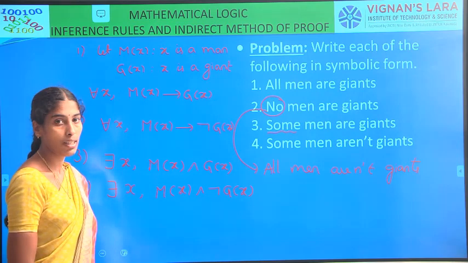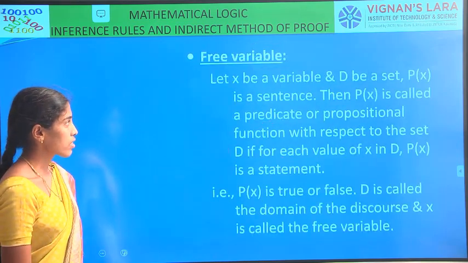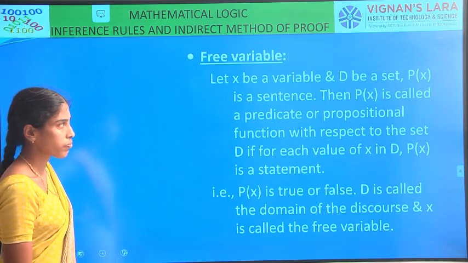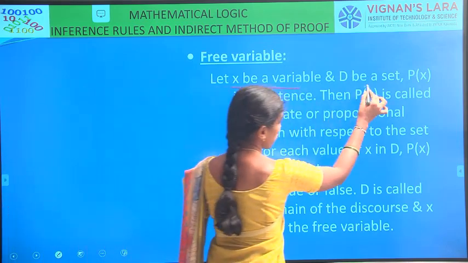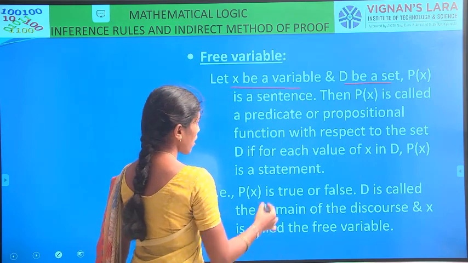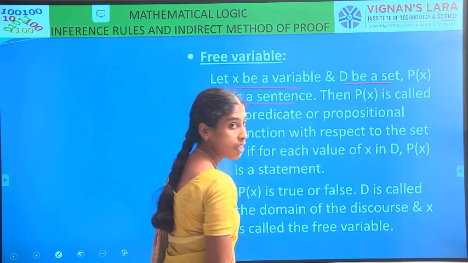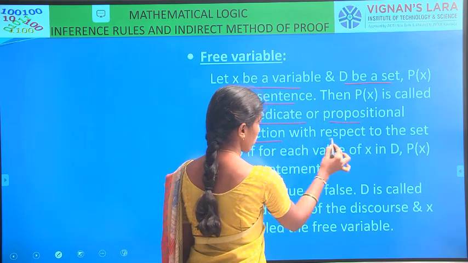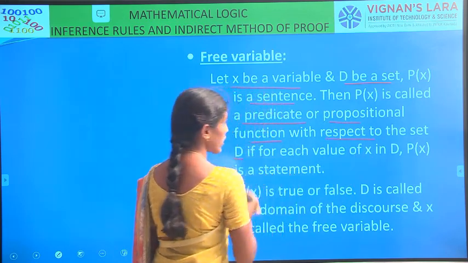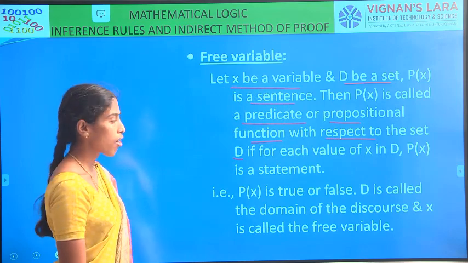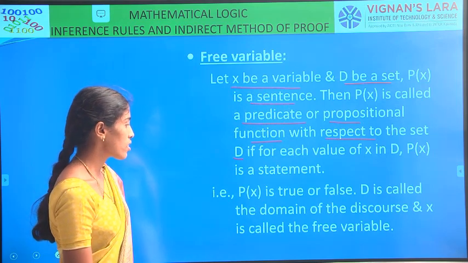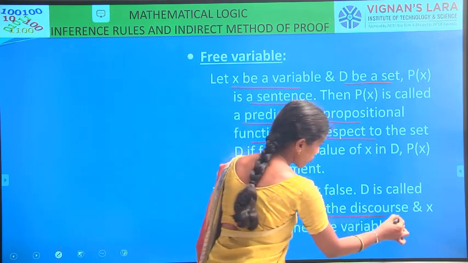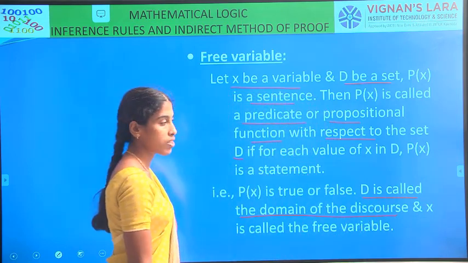on these quantifiers. Next, free variable. Let x be a variable, D be a set. P of x is a sentence, right? P of x is called a predicate or propositional function with respect to the set D. What is D here? Universe of discourse, right? D is called the domain of the discourse or universe of discourse.